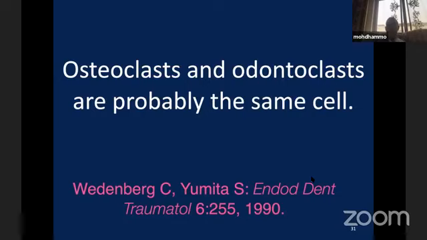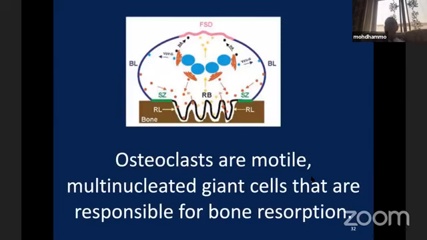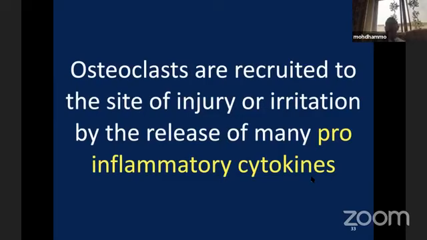When we talk about clastic cells, we have two types, osteoclast and odontoclast. And they are probably the same. I did not find a lot of difference between those two types of clastic cells. The osteoclasts are motile, they are mobile. They are multinucleated and giant, and they are responsible for bone resorption or tooth resorption. So when we say osteoclast or odontoclast, it is the same function. Osteoclasts are recruited to the site of injury or irritation by the release of many pro-inflammatory cytokines.